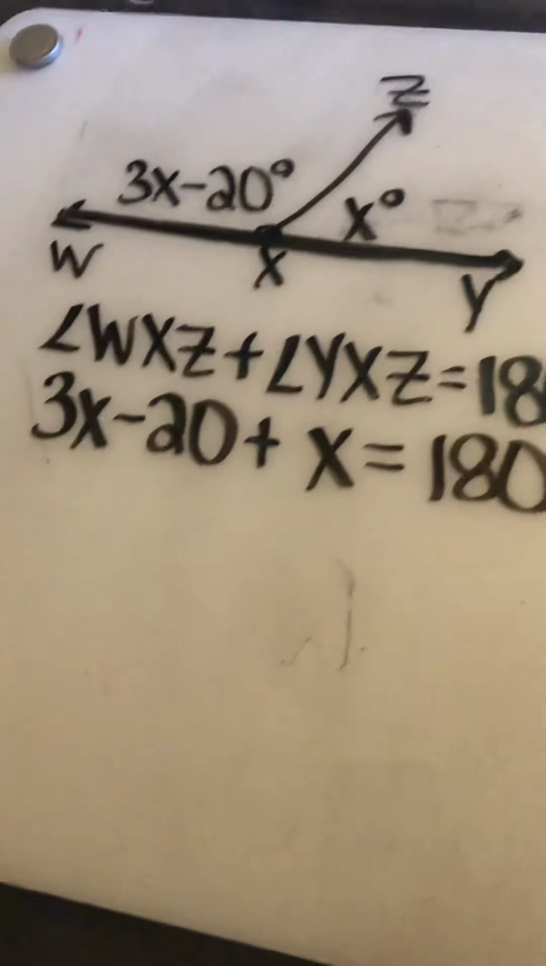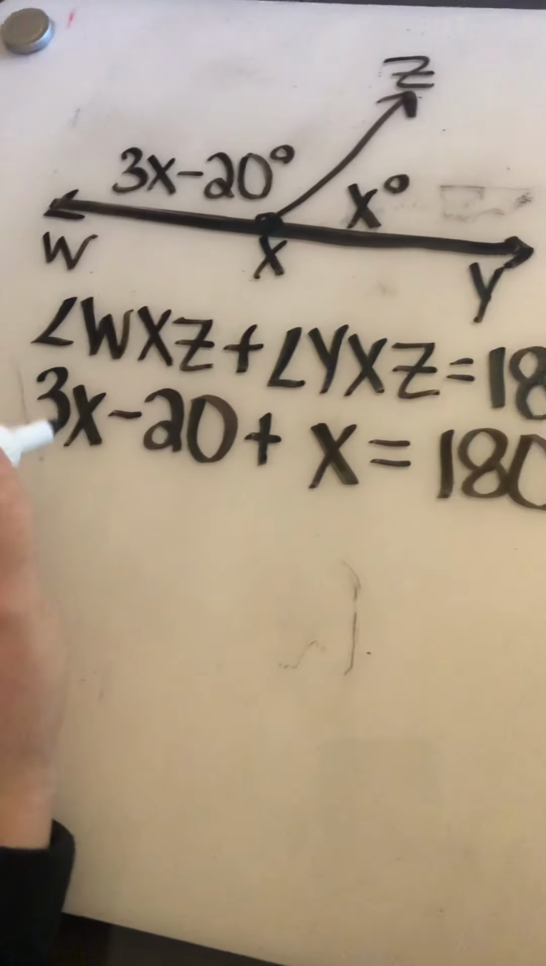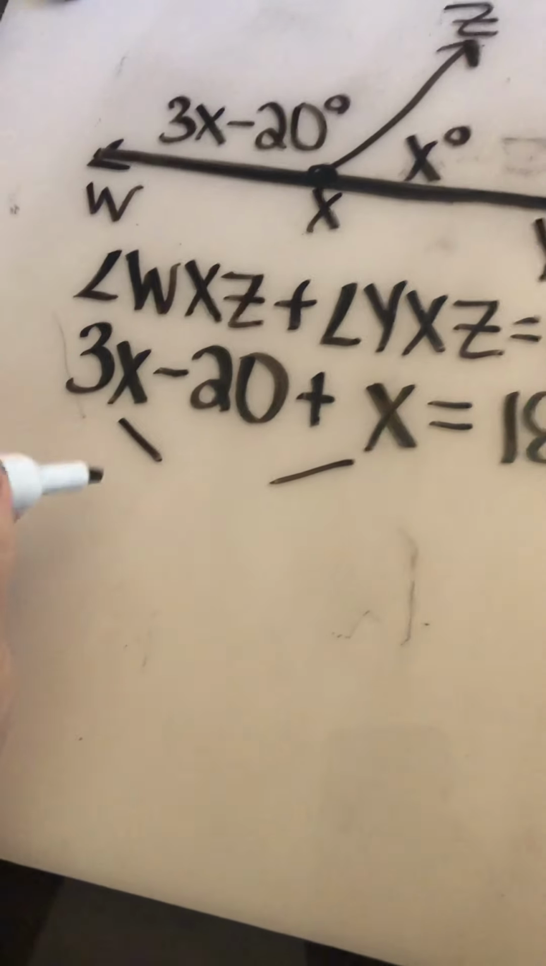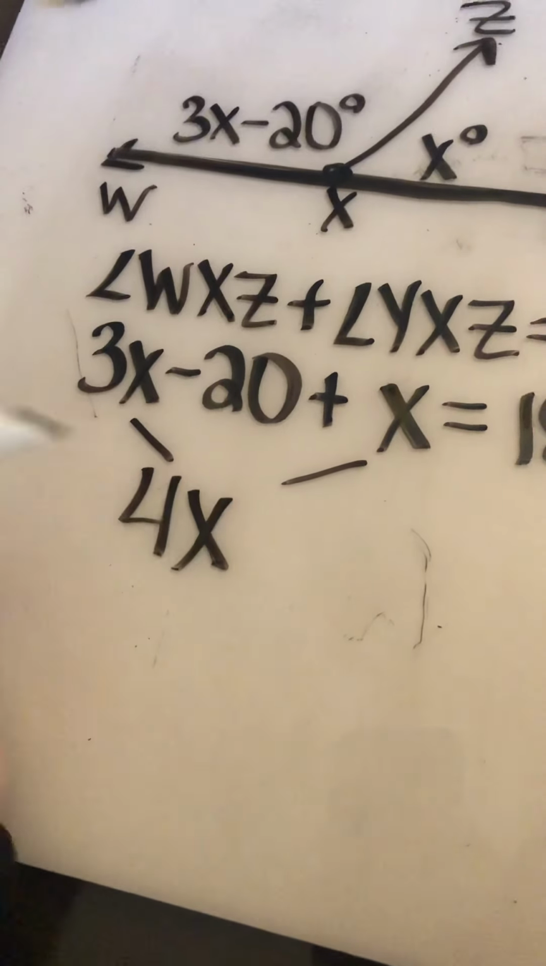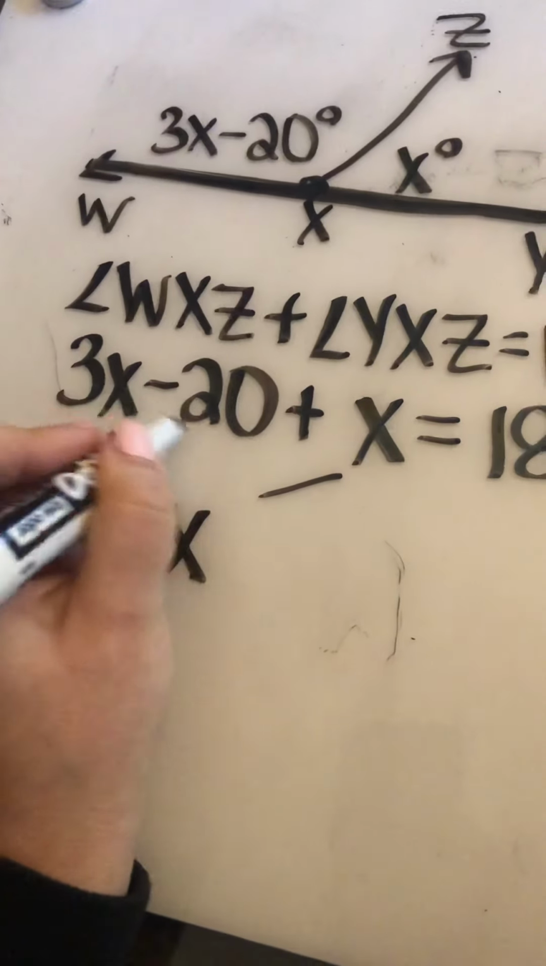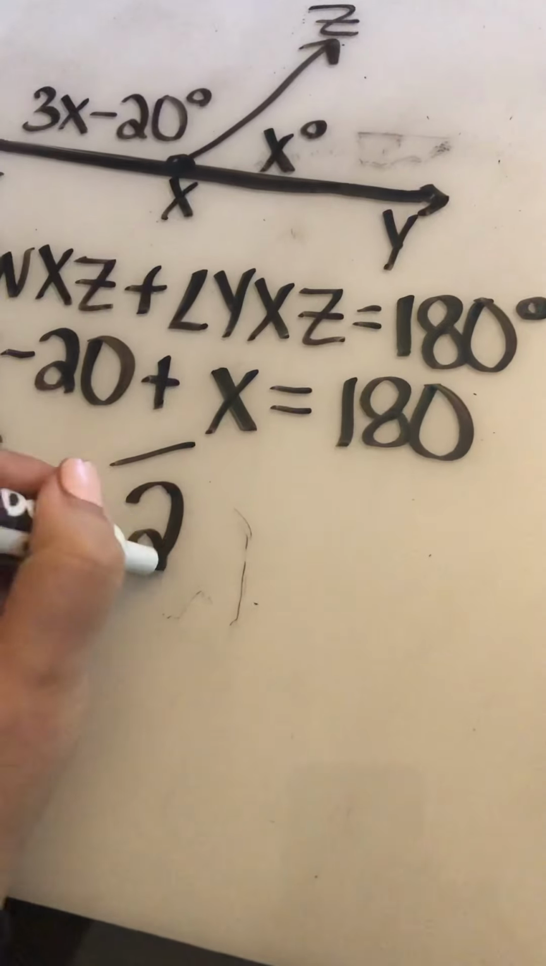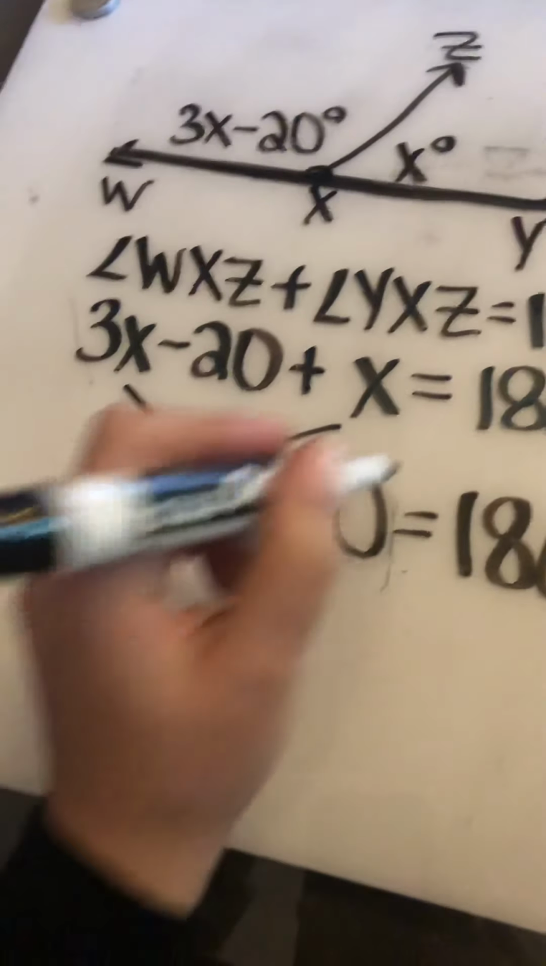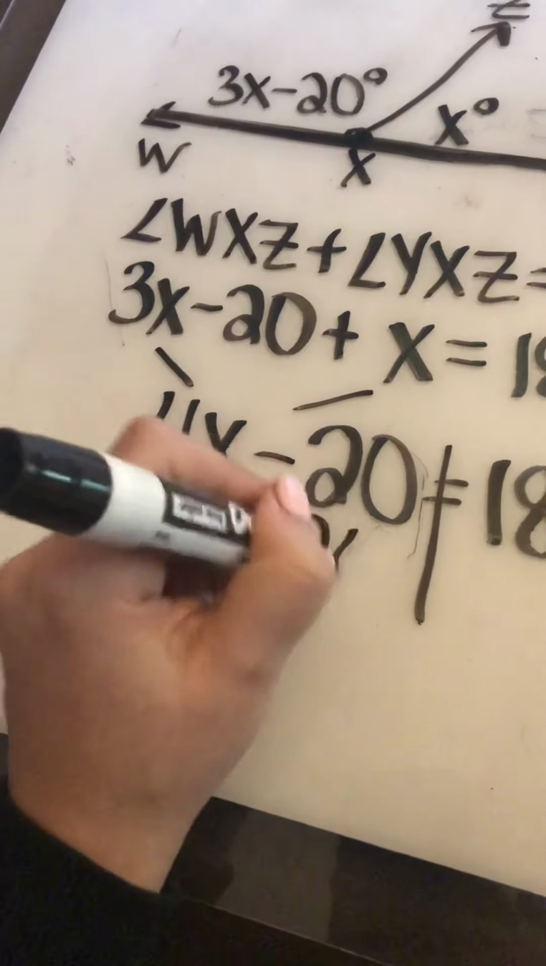Okay? And now we solve our equation. So we should see that 3x and x are like terms. So we're going to combine them. We'll get 4x. We're going to bring down the minus 20. So minus 20 equals 180. And then we solve our equation, right? So we're going to add 20 to both sides.